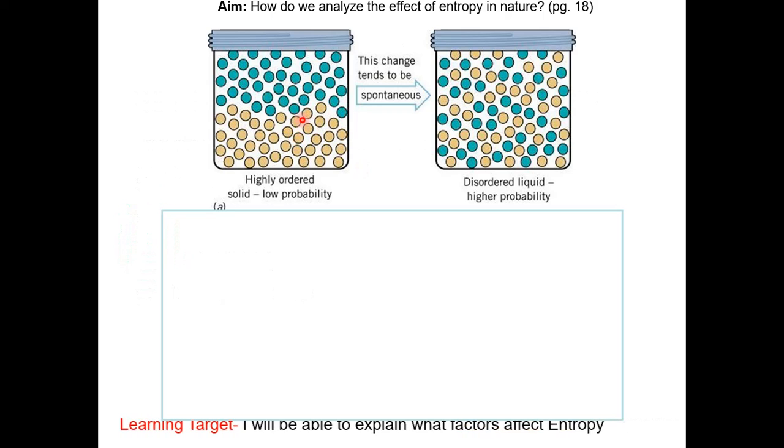Here's a diagram illustrating that things that are ordered have low entropy. Notice in this ordered system, there's only very few arrangements, compared to a disordered system where there's lots of possible arrangements. Therefore, when you mix two things, there's a higher chance it will be like this than like this, because this is more likely to happen.